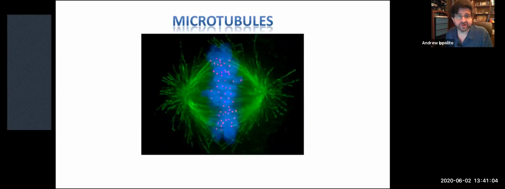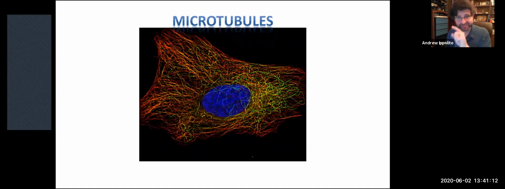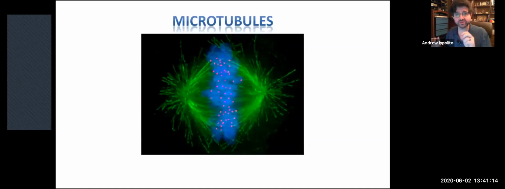This is during mitosis, as we'll learn about next week. These filaments here reorganize into a structure we call the spindle that grabs the chromosomes and yanks them apart. They basically orchestrate the logistics of mitosis.